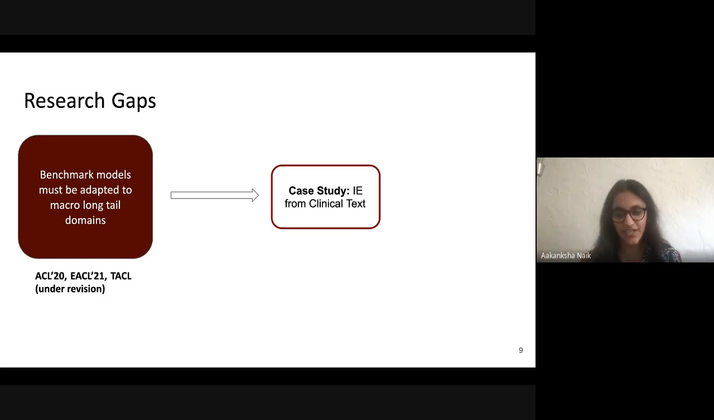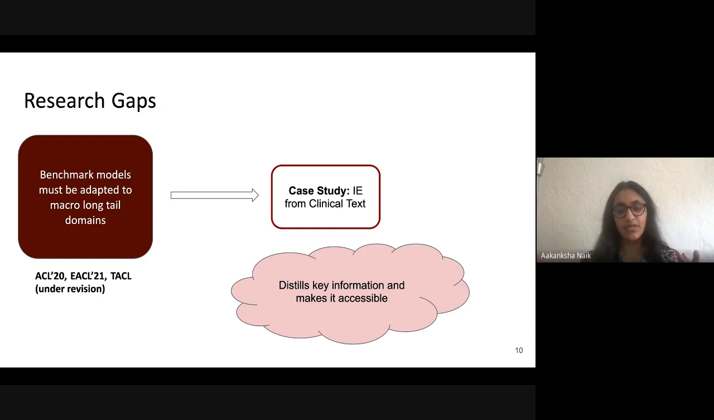Why information extraction and why clinical text? So information extraction is a very interesting task from a linguistic perspective, but it also has a lot of real world utility because IE can be used as a way to distill key information from lots and lots of documents, like say the entire index of Semantic Scholar, and to make it more accessible to lay people as well as experts.